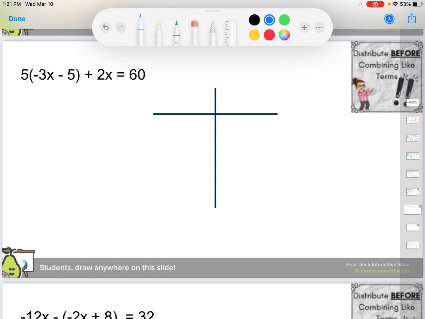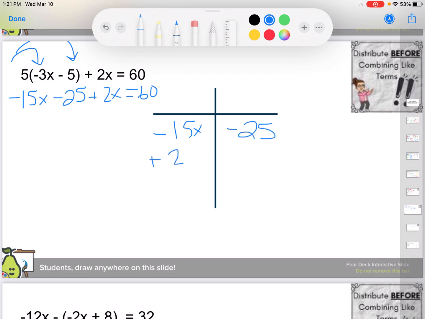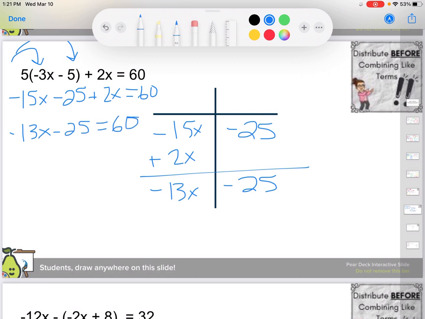Same thing again. I'm not going to do anything with that 60. I'm just going to leave it alone. So I get negative 15x, negative 25, plus 2x equals 60. I'm not doing anything to the 60. I'm not going to put it in my chart because it's on the other side of my equal sign. So I have negative 13x because when my signs are different, I subtract and take the sign of the larger absolute value. Okay, so my expression is negative 13x minus 25 equals 60.